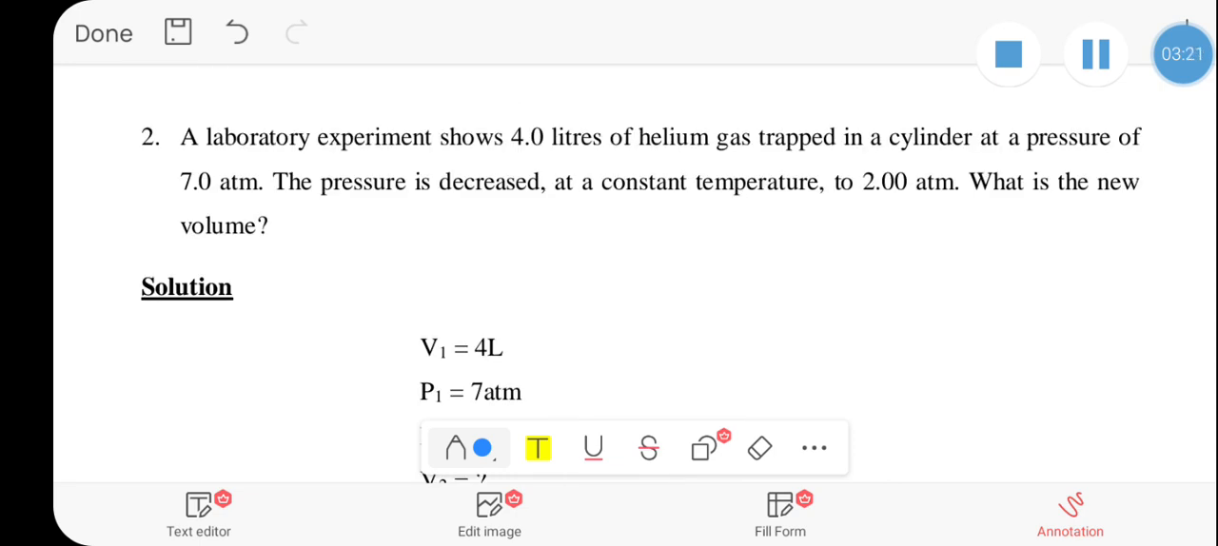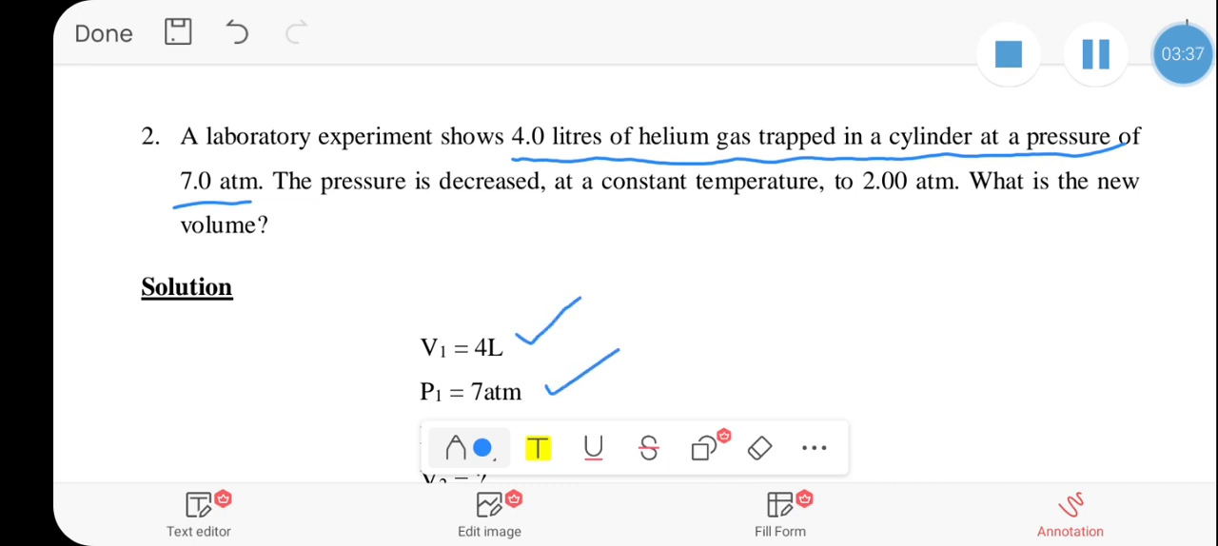The second question is, a laboratory experiment shows 4 liter of helium gas trapped in a cylinder at a pressure of 7 atmosphere. So V1 is 4 liter and P1 is 7 atmosphere. The pressure is decreased at a constant temperature to 2 atmosphere.